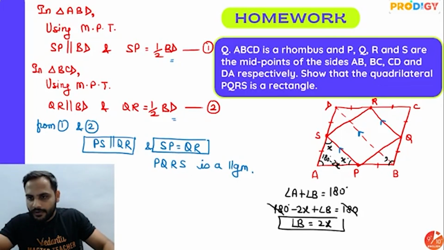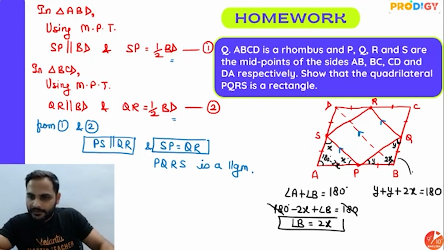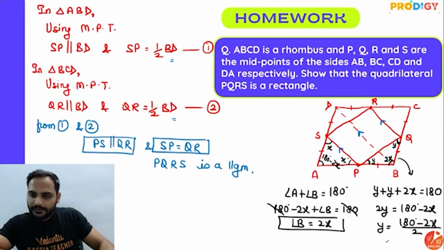So angle B we have got it equal to 2x. Again guys, I know this angle P and this angle Q will be equal to each other. So if it is 2x, let's say this is y and this is also y. So y plus 2x is equal to 180, angle sum property in this particular triangle. So 2y is equal to 180 minus 2x, and y will be equal to 180 minus 2x divided by 2, which will be 180 by 2 is 90 minus x degrees. So this is 90 minus x, this is also 90 minus x.